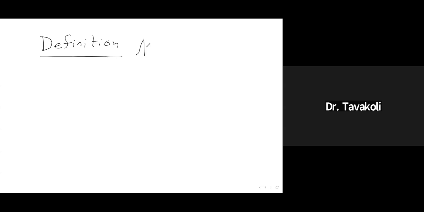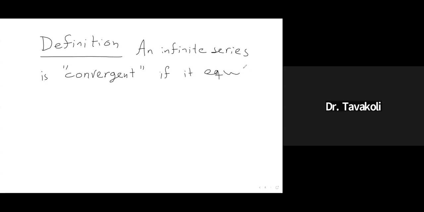An infinite series is convergent, or is called convergent, if it equals a finite number. Otherwise, it's divergent.